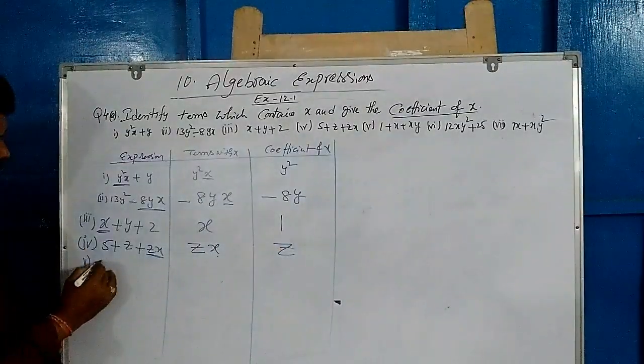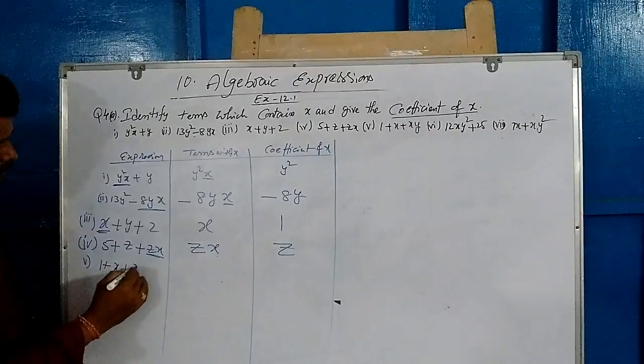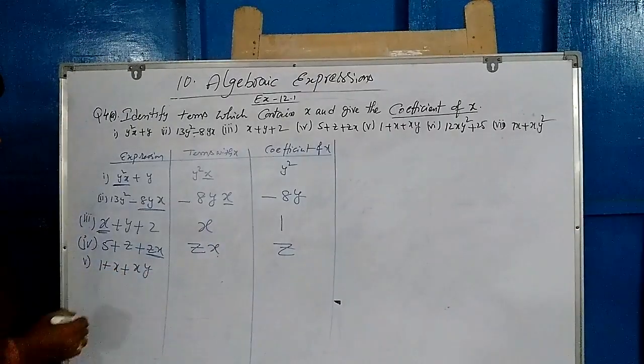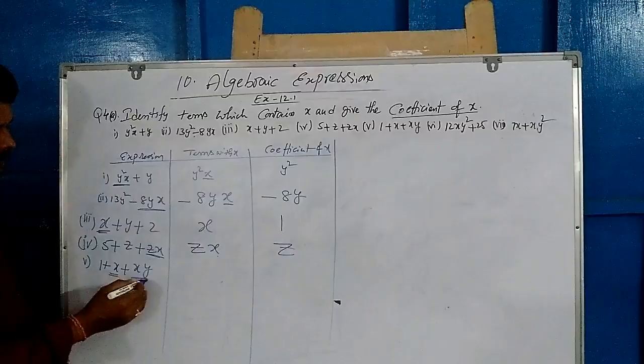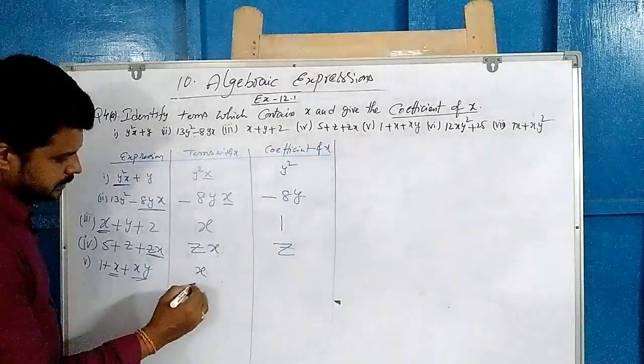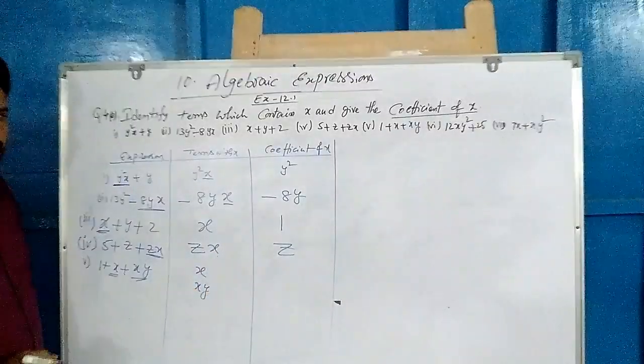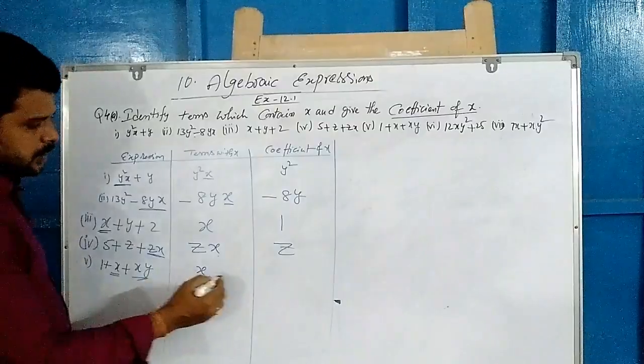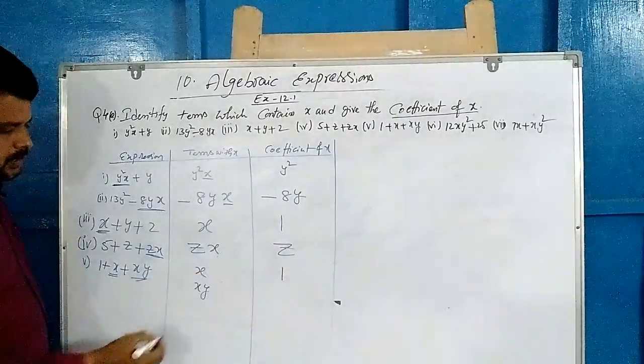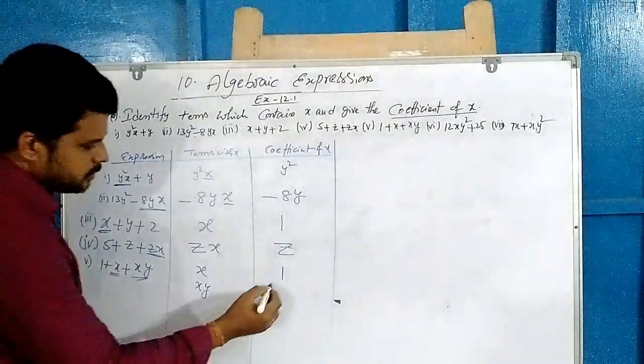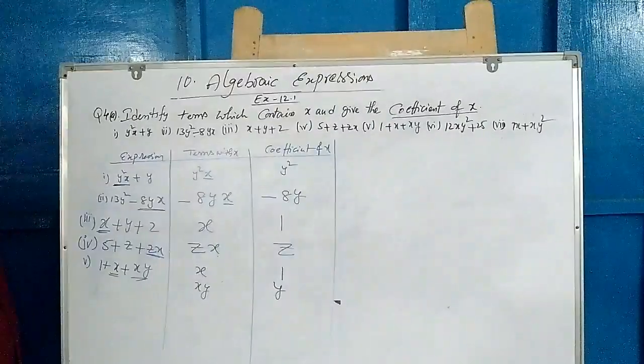Fifth one: 1 plus x plus xy. See, here we have two x terms. One is x, another one is xy. So x is multiplied with 1, so 1 is the coefficient. And x is multiplied with y, so y is the coefficient.